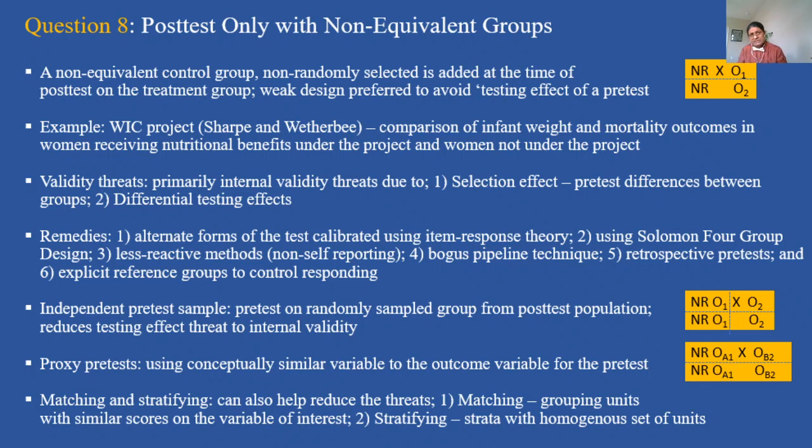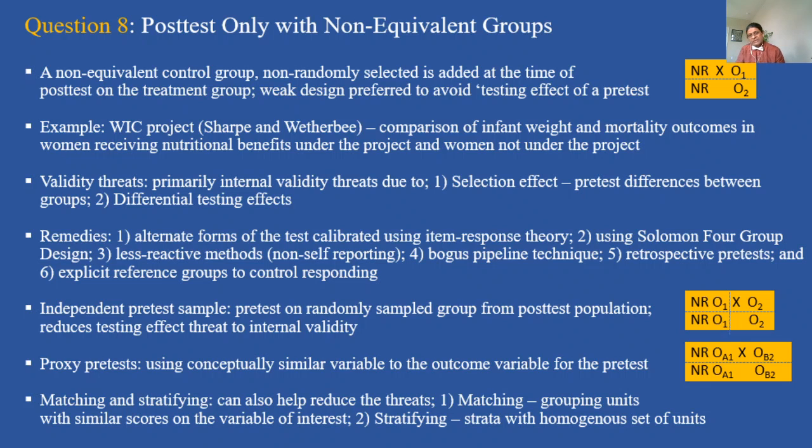So what are the validity threats in this design? There are possible threats to internal validity. One is unknown pretest differences between the groups, because there is no pretest, due to non-random selection effects, which are difficult to decipher from the treatment effect. So we don't know the pre-treatment differences, and then it becomes very difficult to decipher the treatment effect from the effect that would have occurred due to other threats or confounding variables. Second is differential testing effects. Though rare, they may occur.